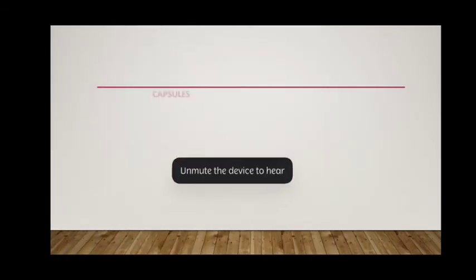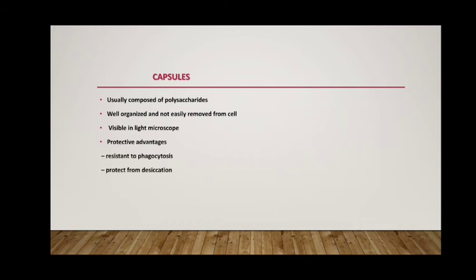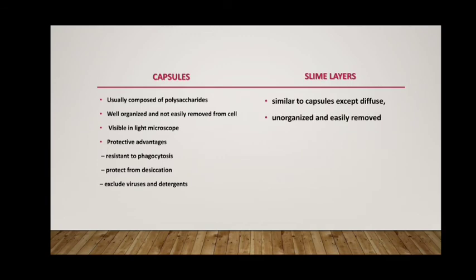Now, what are capsules? When a layer is well organized and not easily washed off, it is known as a capsule. It is called a slime layer when it is a diffuse, unorganized material that is removed easily. From this definition, we can understand clearly that a capsule is harder to remove, and when it is easier to remove, we call it a slime layer.